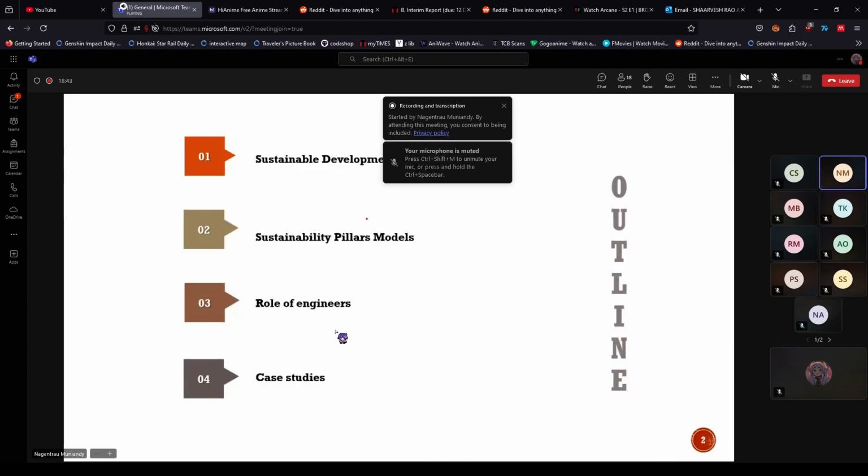So for today's outline, we will be focusing on four topics. So we will look into what is sustainable development and what are the sustainability pillars models. And as an engineer, what's our role? And finally, the case study. So this one is more like your independent task. So please go through this as well.